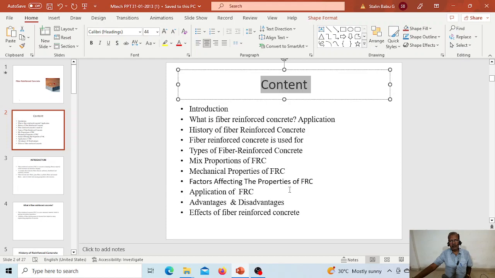types of reinforcement, mixed proportion of FRC, mechanical properties of FRC, where FRC is fiber reinforced concrete, the application of FRC, factors affecting the properties of FRC, advantages and disadvantages, and effects of fiber reinforced concrete.